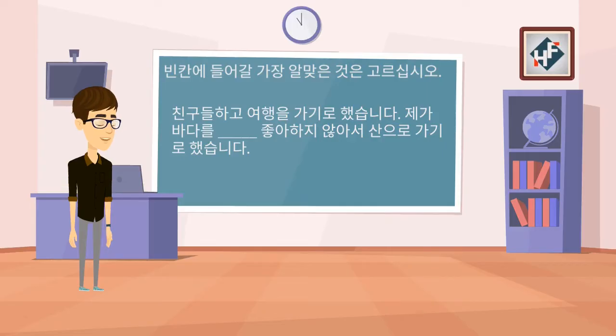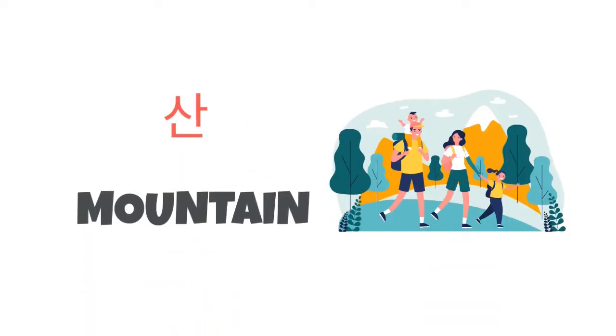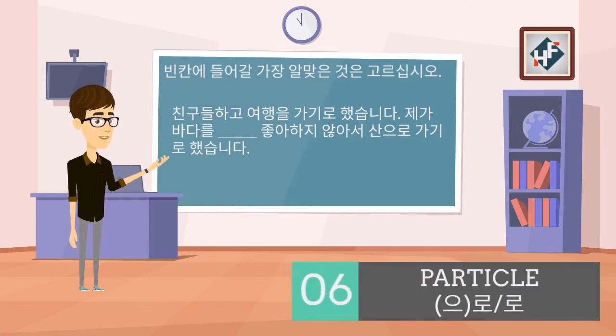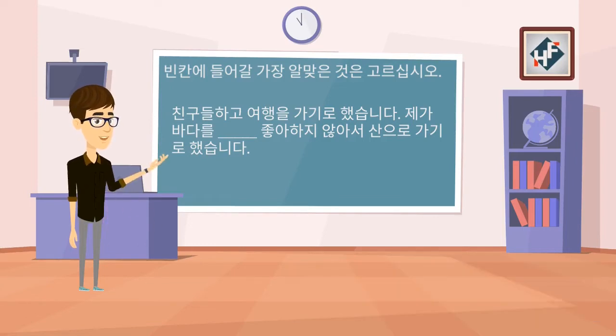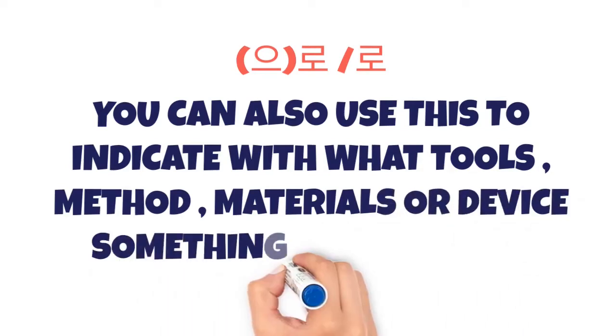Okay? So the next word guys is san. And this is just mountain, as in yung bundok. But take note the particle na naka-attach sa kanya. San uro. Okay, so uro and ro is a particle that can be added to nouns and can have a few different meanings. Okay? In this case, ro or uro means towards the direction of the mountain. So, sometimes para lang siyang katulad ng Okay, 산에 갈 거예요 or 가기로 했어요. 산으로 가기로 했어요. Okay? But also guys, you can use this to indicate with tools, method, or materials or device na ginamit to carry out something.